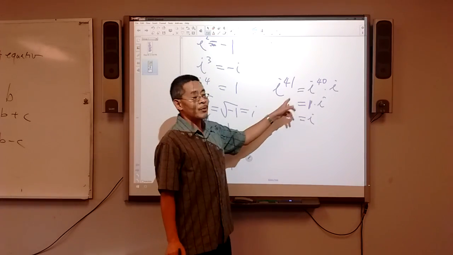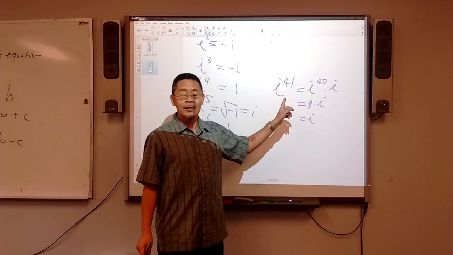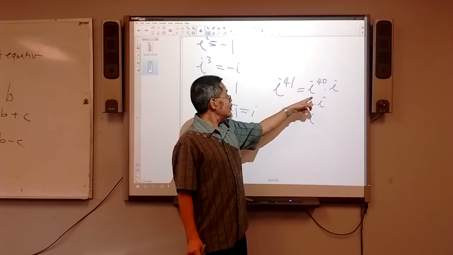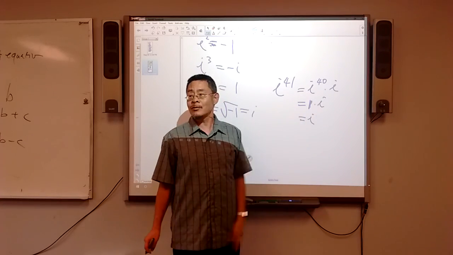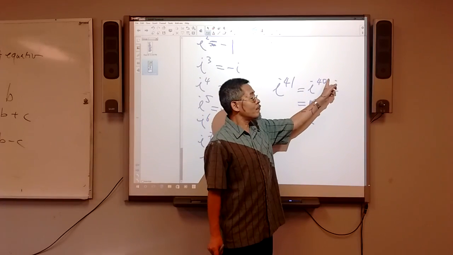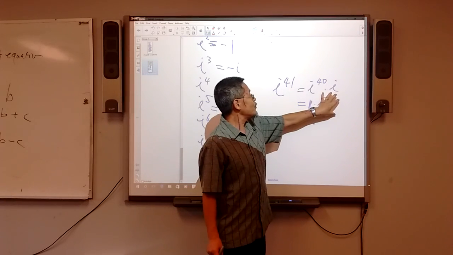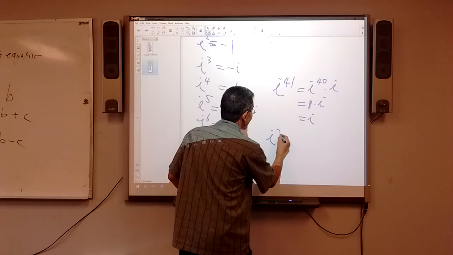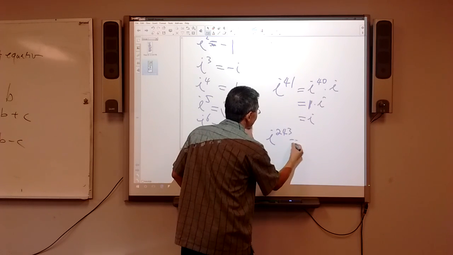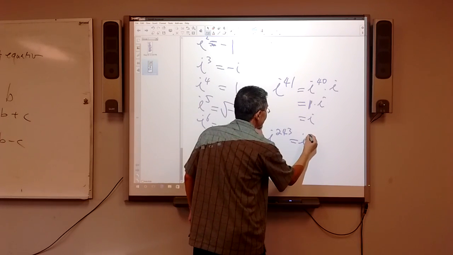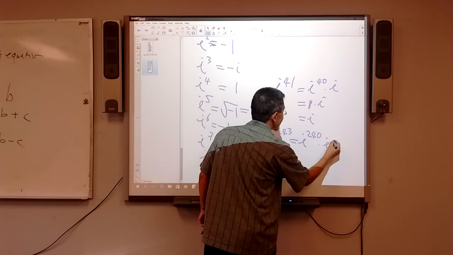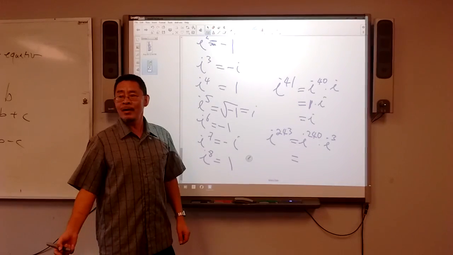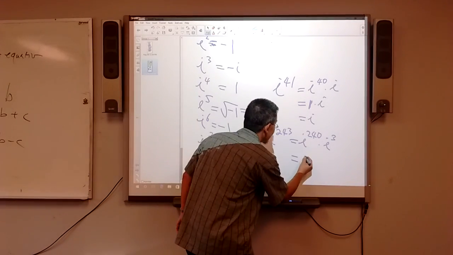So that's where you see the problem when you're dealing with these numbers. They give you a pretty big power. But as long as you can break it down to a multiple of 4, then we just deal with the rest. So you can do something like this: i to the 243 gives us what? i to the 240 times i to the third, right? What is i to the 240? It's 1, because this is a multiple of 4. What is that?